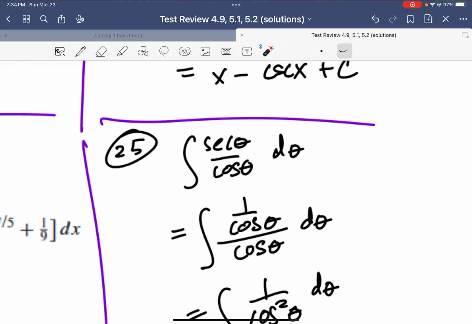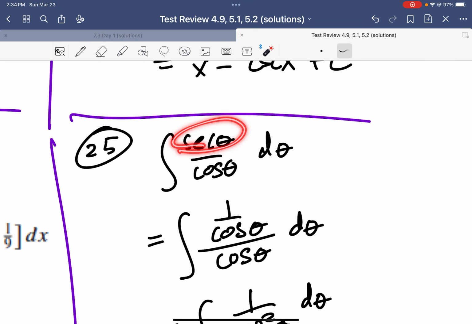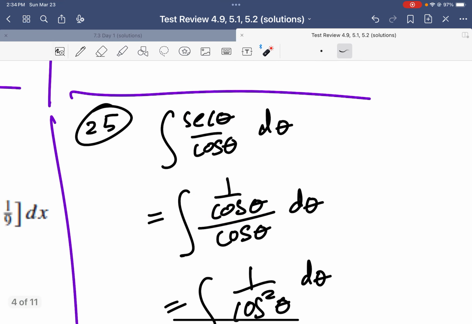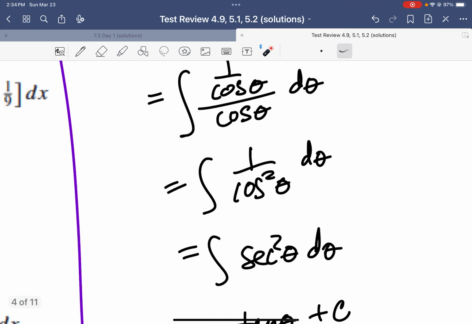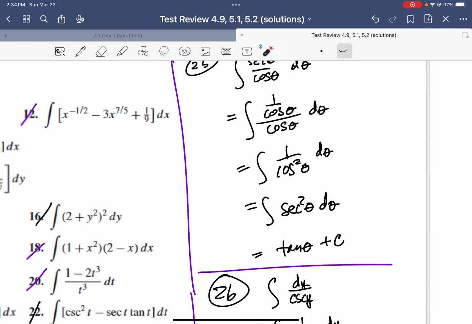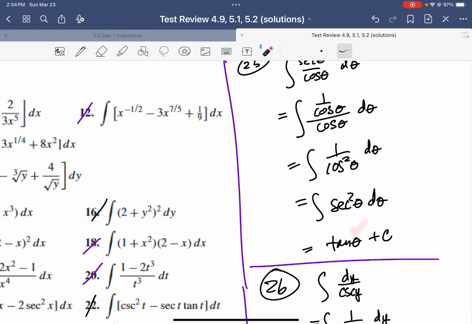25 is secant over cosine. But this is just 1 over cosine. So that means this turns into 1 over cosine squared, which is secant squared, whose antiderivative is tangent. Notice, as soon as you take the antiderivative, these go away and you get your plus c.